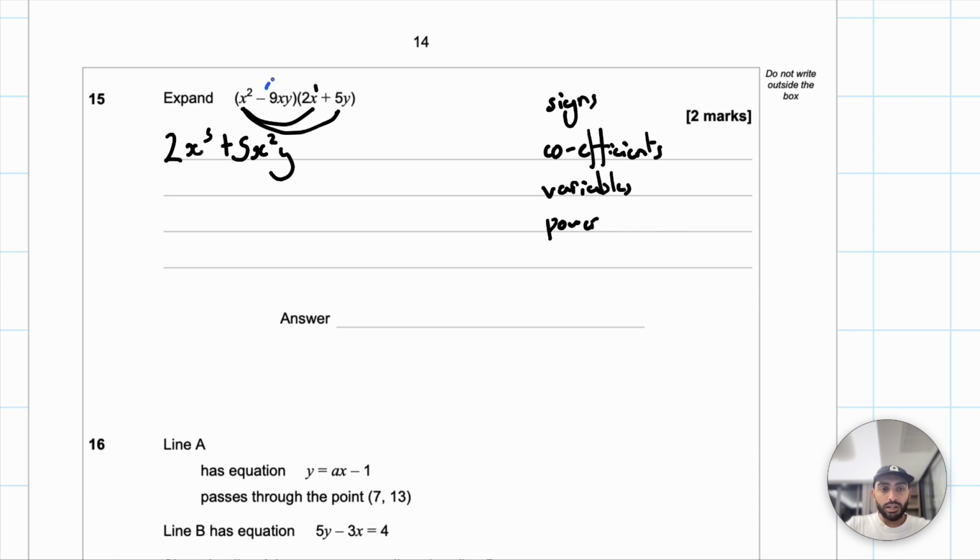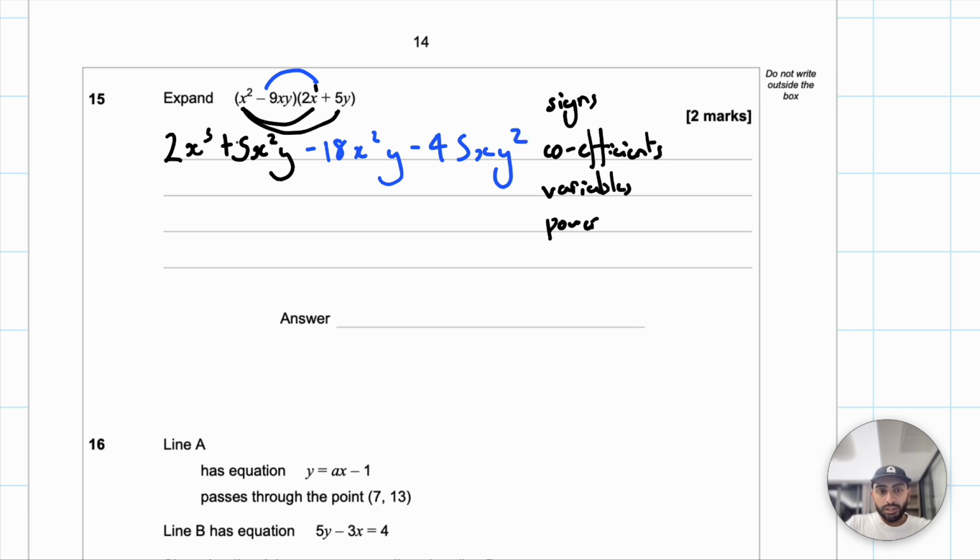Next, we need to look at this second term, this negative 9xy. So it's negative times a positive, so negative. 9 times 2 is 18. X times x is x squared. And there's going to be a y at the end. Then we're doing negative 9 times positive 5, so it's going to be negative 45. There's no x there, so there'll be an x here. And there's y times y, which is y squared.